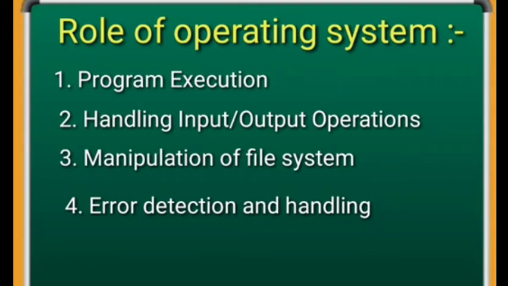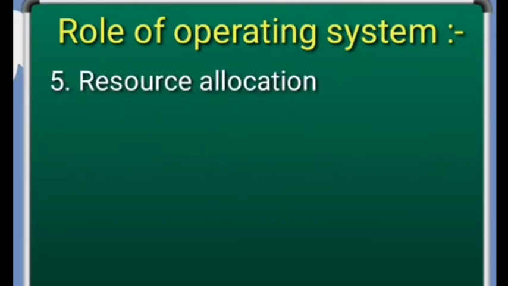Suppose a particular file is not able to be played. You are opening a Word file, but you don't have MS Word installed in your computer, so obviously that file will not be able to open in your system. So those kinds of errors which come across while working on the computer are all handled by the operating system. The fifth task of the operating system is resource allocation.